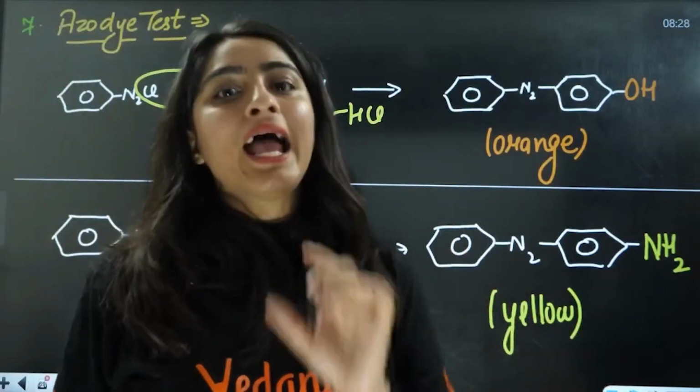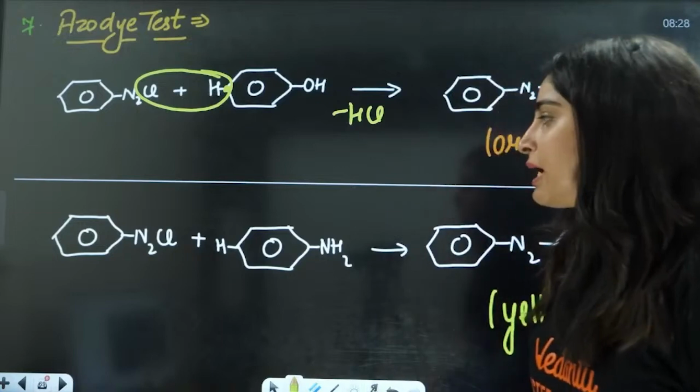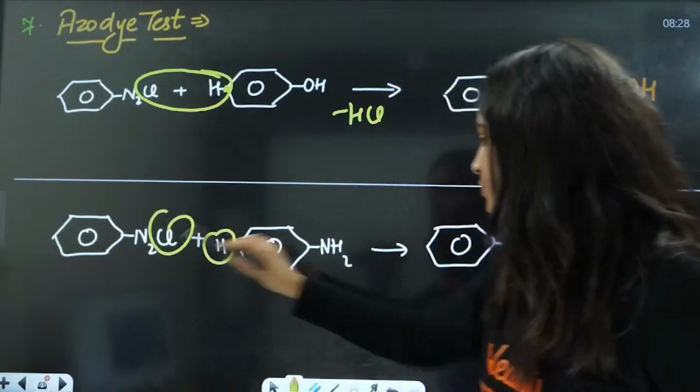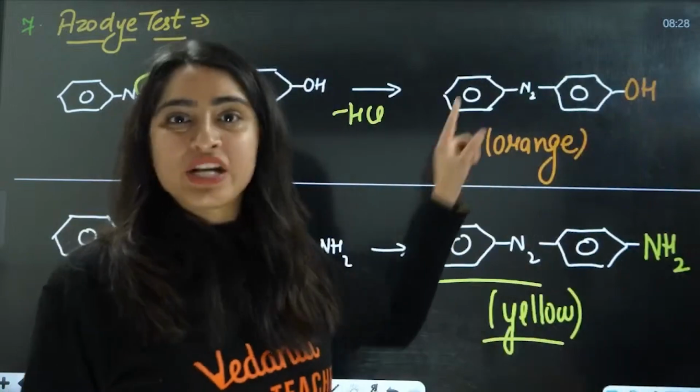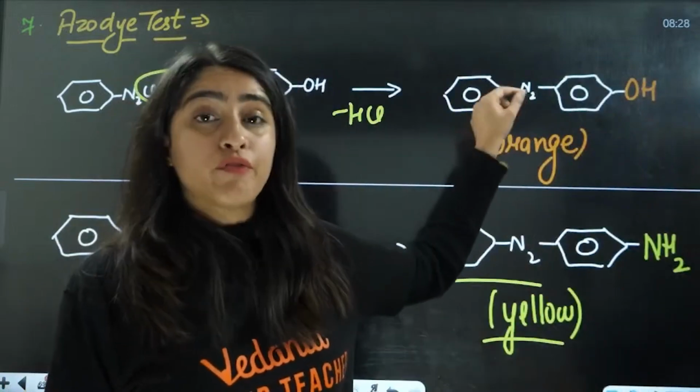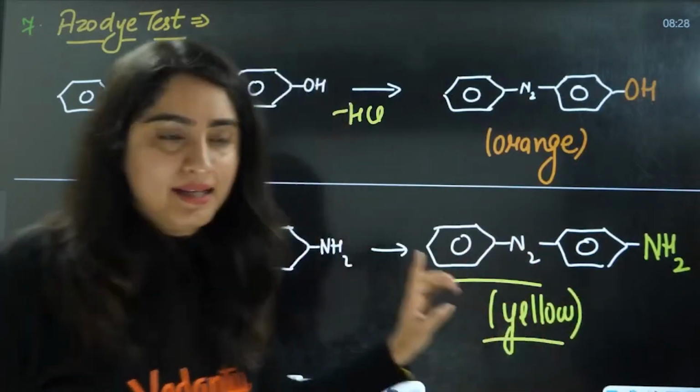The color of that dye and what compound is formed is important. Right, here also Cl and HCl will be removed from this side, and you will have the formation of a yellow dye here, right? Orange dye, yellow dye. Orange for phenol, and yellow for aniline, right?